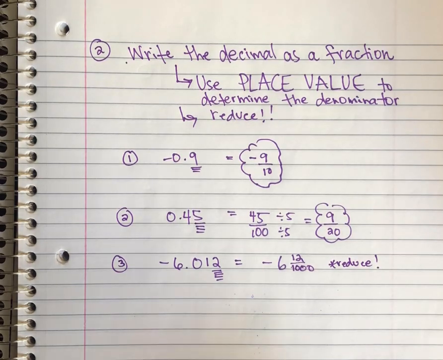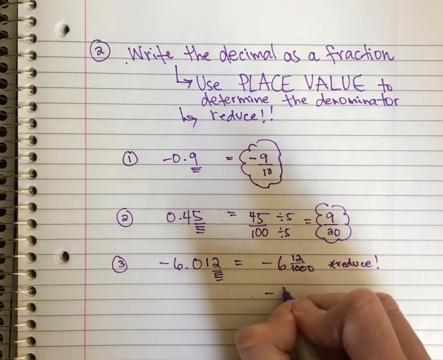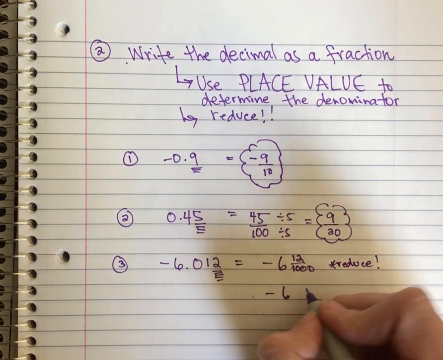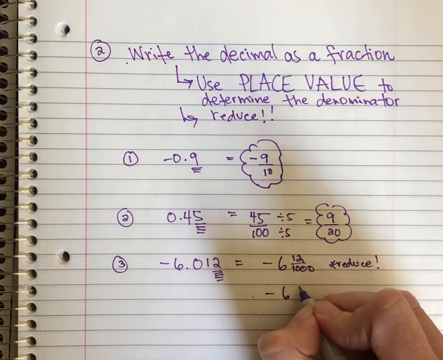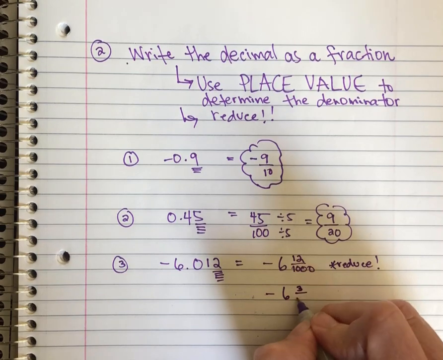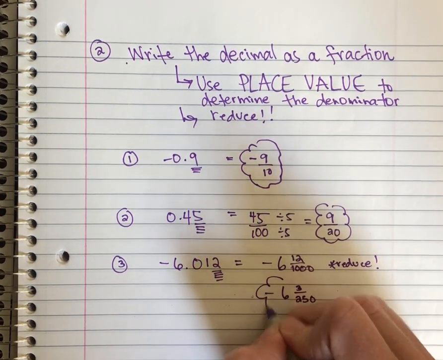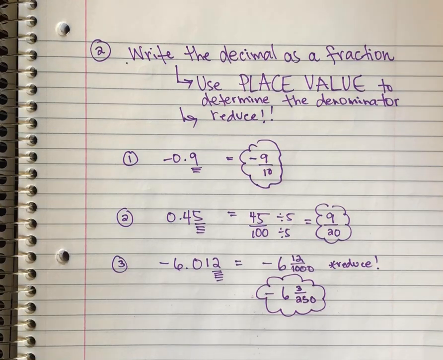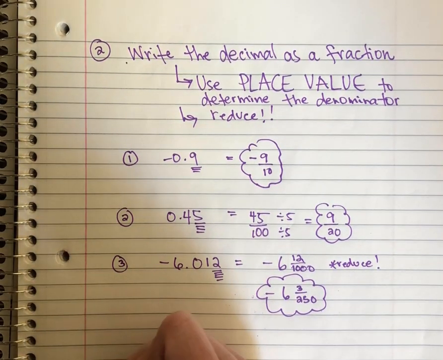And when you do that, I'm not going to show you the reducing. You'll have to do that on your own. But we would result in -6 and 3 over 250. Okay, that's part 2. Part 3, we're taking what we know about adding positive and negative integers and applying that to rational numbers. In other words, to fractions and to decimals.